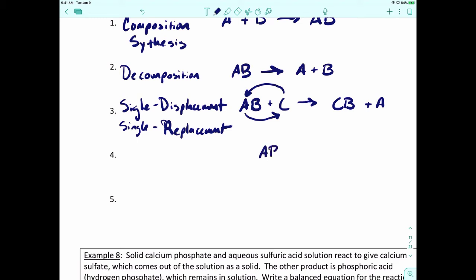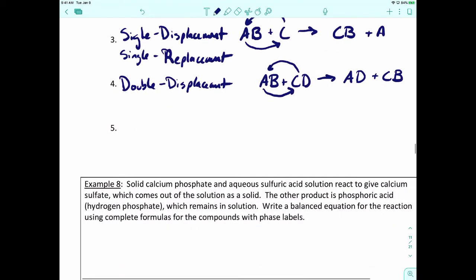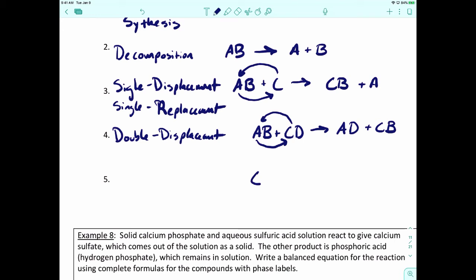If you have two compounds, compound AB and then compound CD, you could actually have the A's and the C's replace each other. And so you would get compound AD and then compound CB. This is called a double displacement. Okay. Finally, if you have an organic compound, so you have carbon and hydrogen, and you react that in the presence of oxygen gas, you're going to form carbon dioxide and water. And so this is called a combustion reaction.